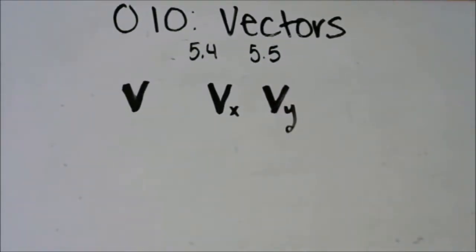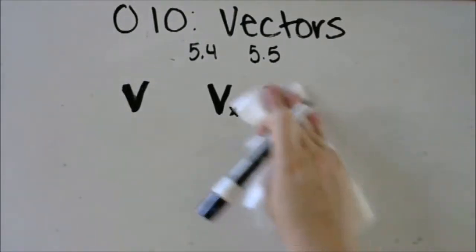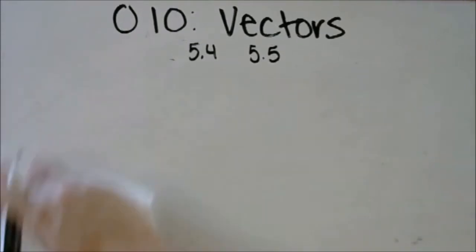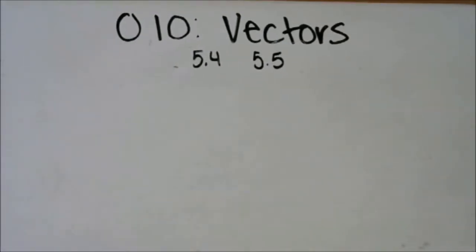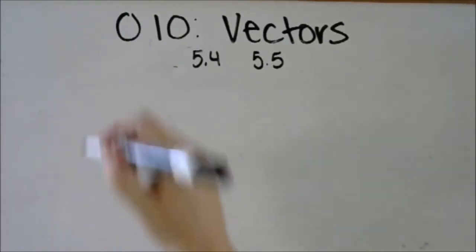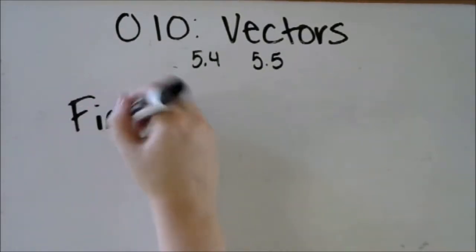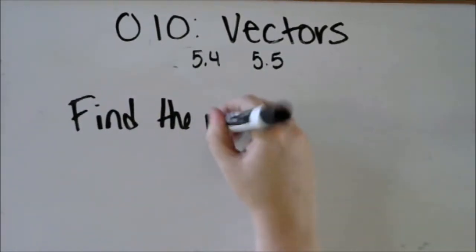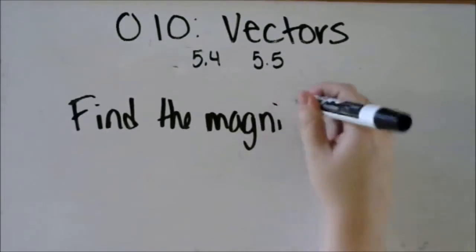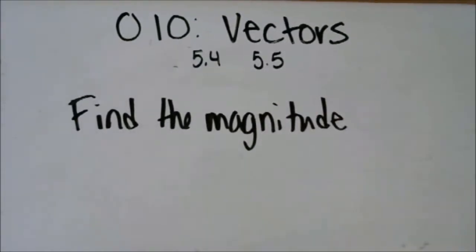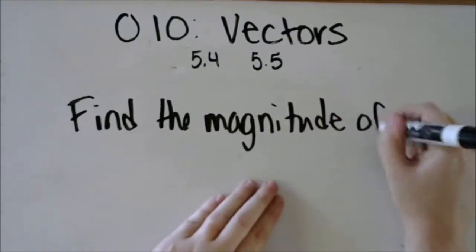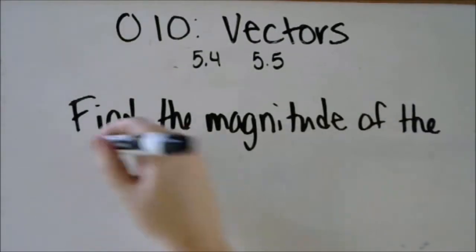So that's just one more way that you can see a vector. With that being said, let's practice finding and converting vectors between their forms. The first example I'd like to walk through is finding the magnitude of the horizontal and vertical component. Find the magnitude. And notice I'm not asking for the magnitude of the vector, I'm asking for the magnitude of the components.